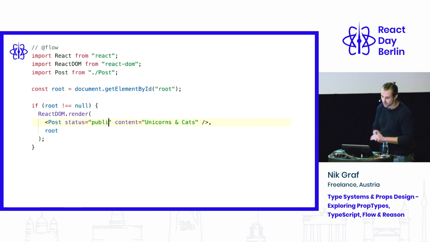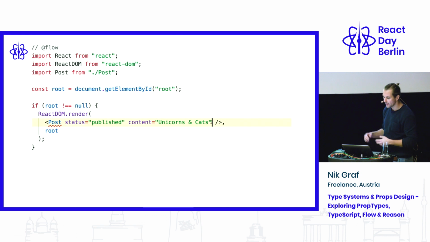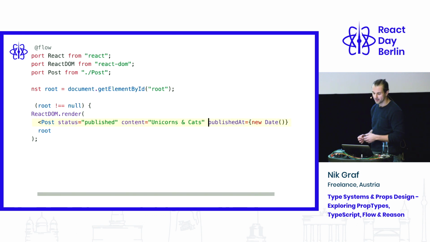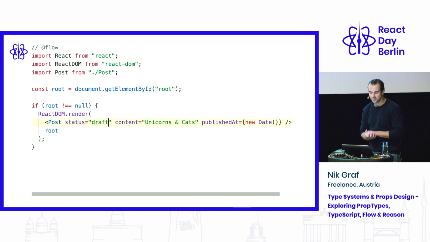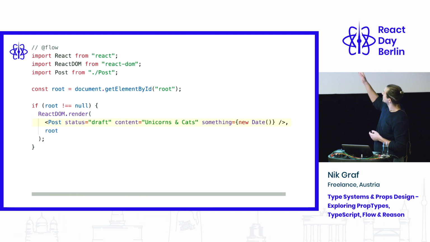Cool. Let's look at the experience. We do the same thing. We change the post to published. We get an error message, and then we have to add obviously the published ad. That's pretty cool. So far so good. Now let's do something. We change it to draft published ad. Same experience as with TypeScript. It works. And it shows no error.